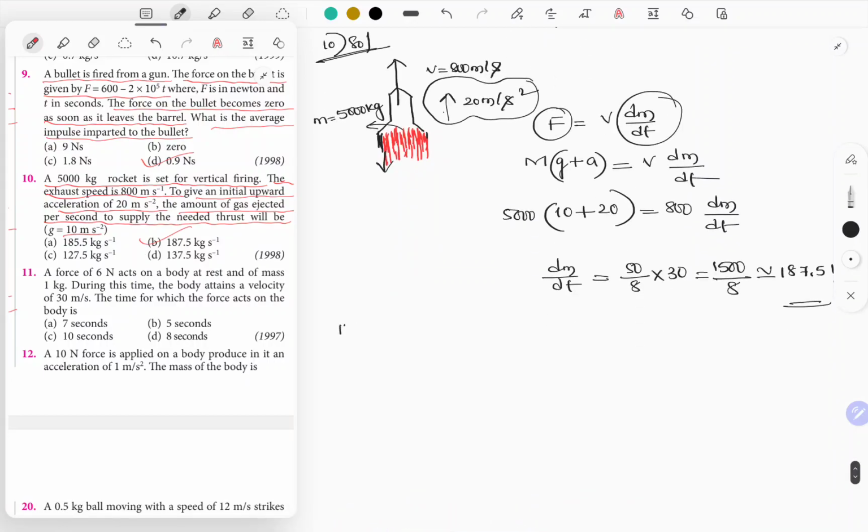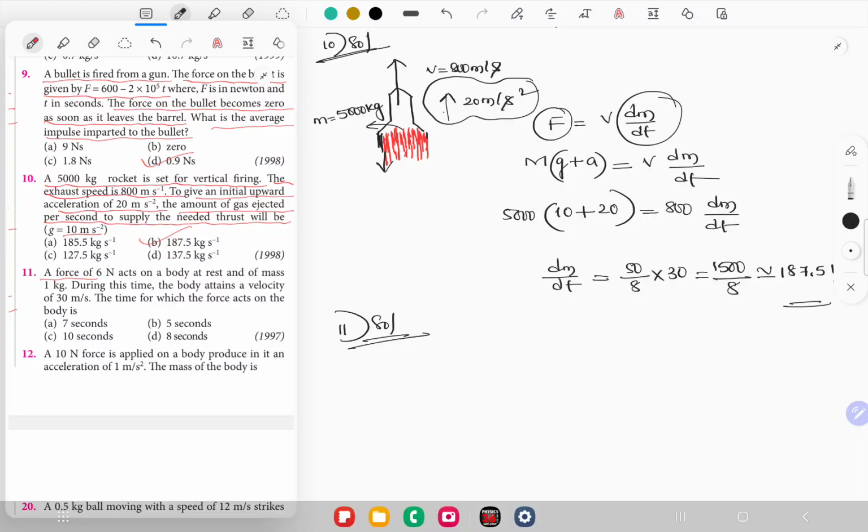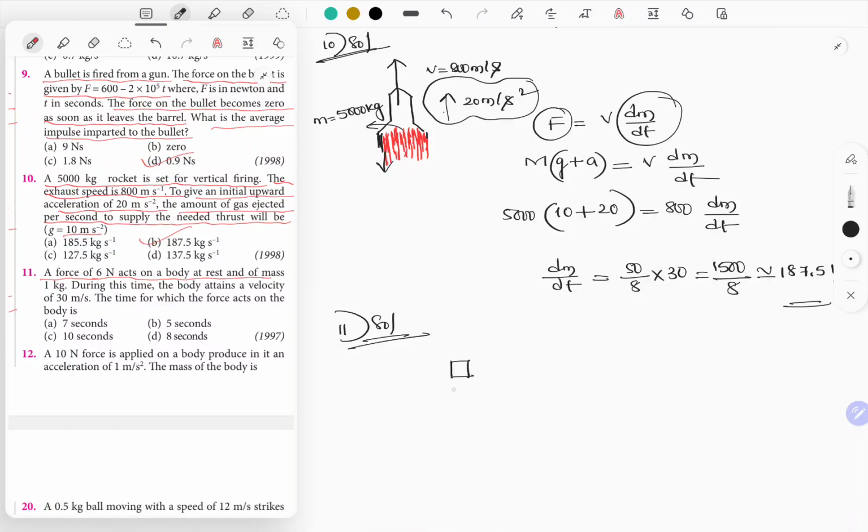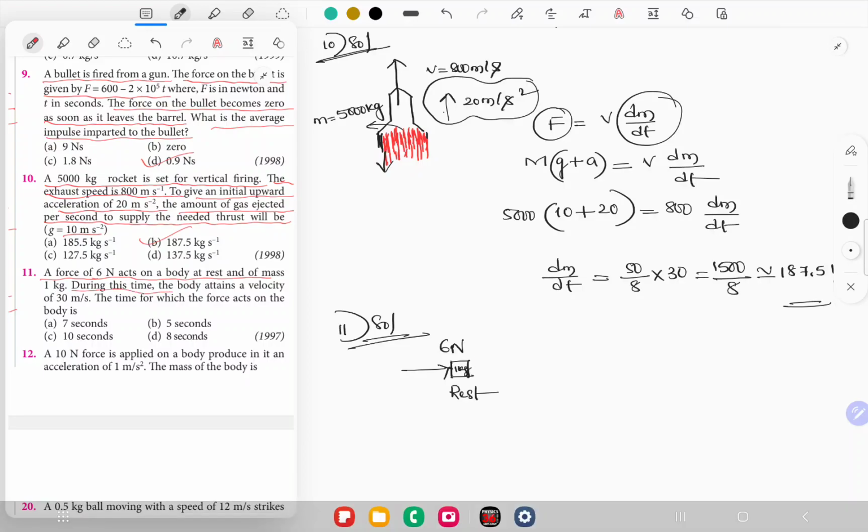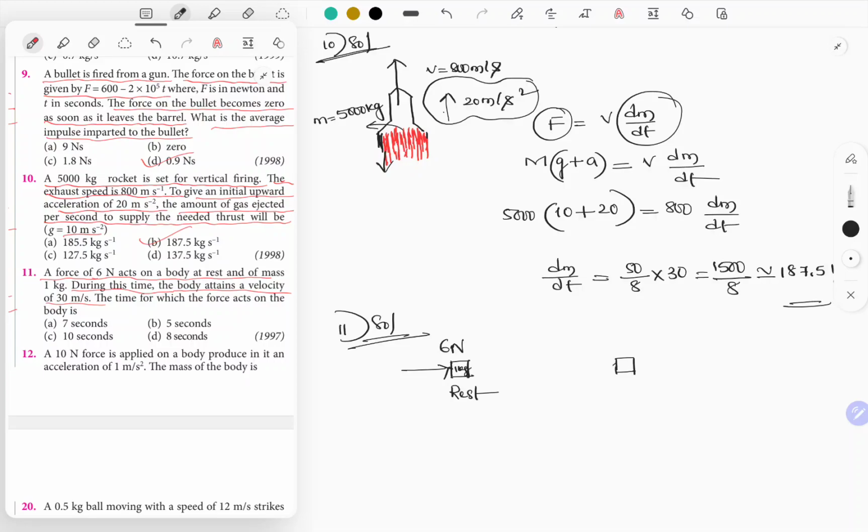Next, 11th question. A force of 6 newtons acts on a body at rest. Okay. Initially, the object is at rest. How much force is acting? 6 newtons of force is acting. Mass of that object is 1 kg. During this time, the body attains a velocity of 30 meter per second. Okay. So after a certain interval of time, it gains a velocity of 30 meter per second. The time for which the force acts on the body is. Okay, super. So they're asking the time for which the force acts on the body.